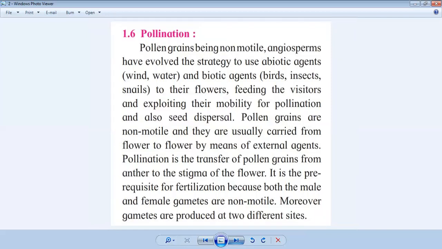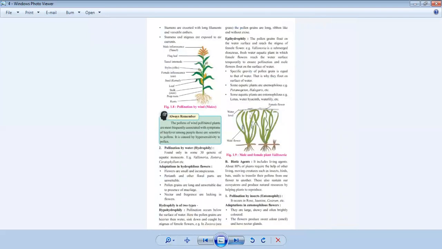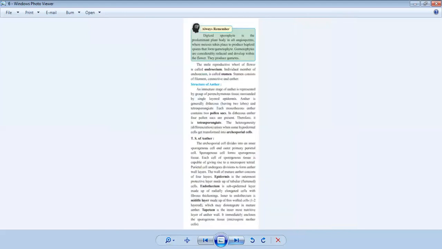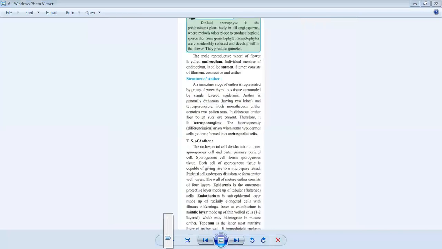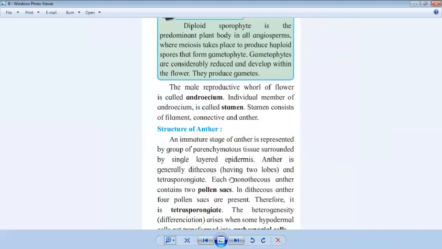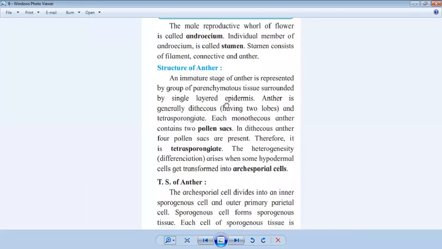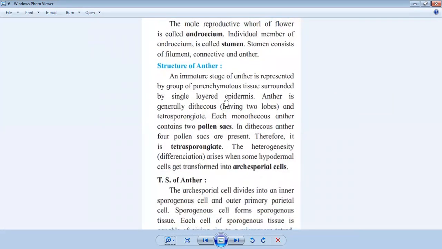In the previous lecture, we completed pollination, types of pollination, significance of pollination, and we also discussed microsporogenesis, which is related with the structure of anther. The structure of anther is totally related with the development of male gametophyte, and this male part of the flower is called the androecium. The androecium consists of individual members called stamens, and stamens consist of three important parts: anther, filament, and connective.